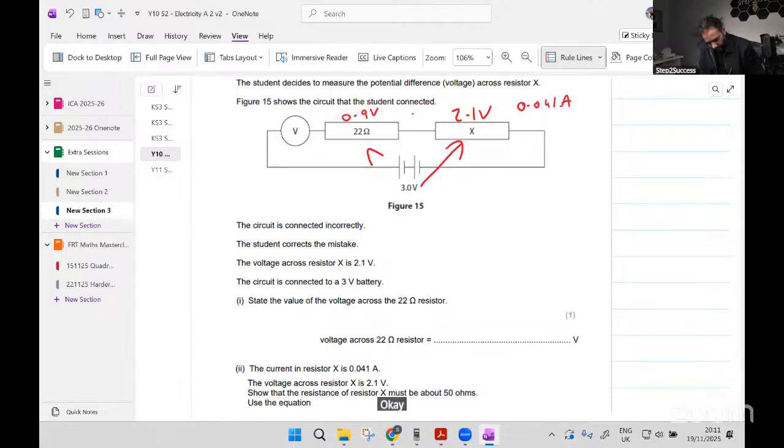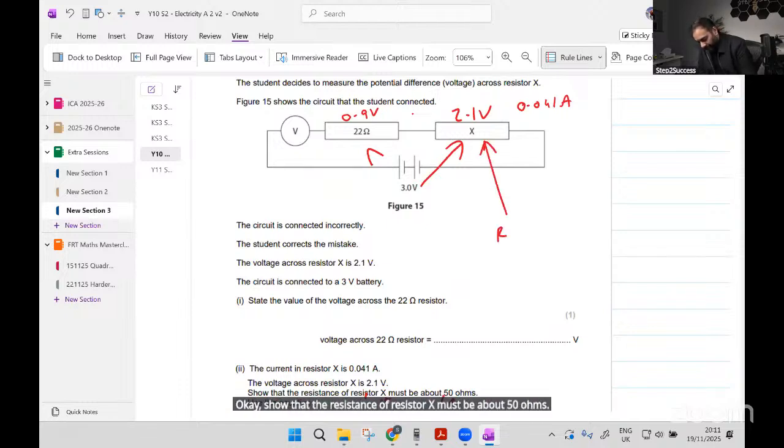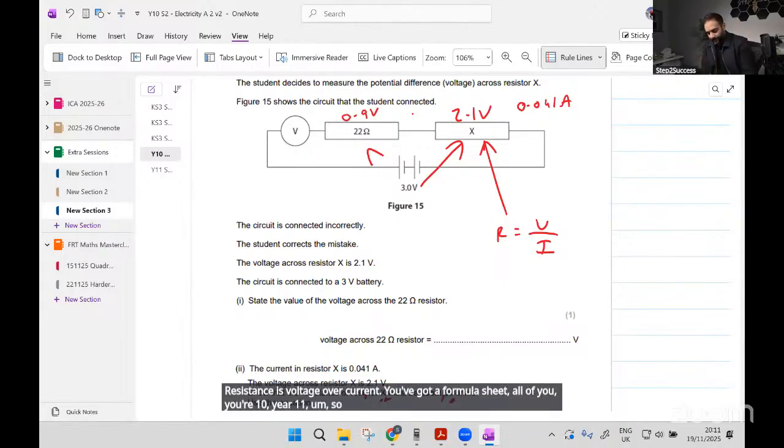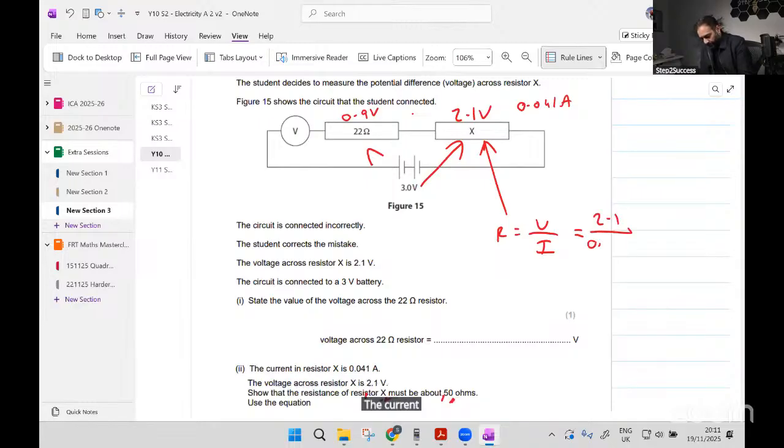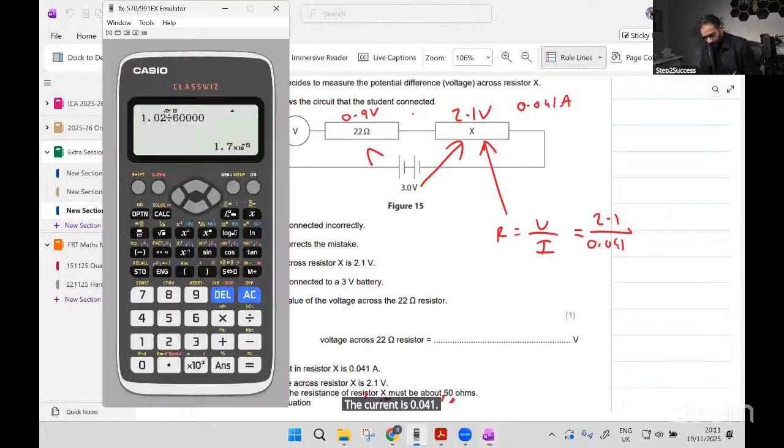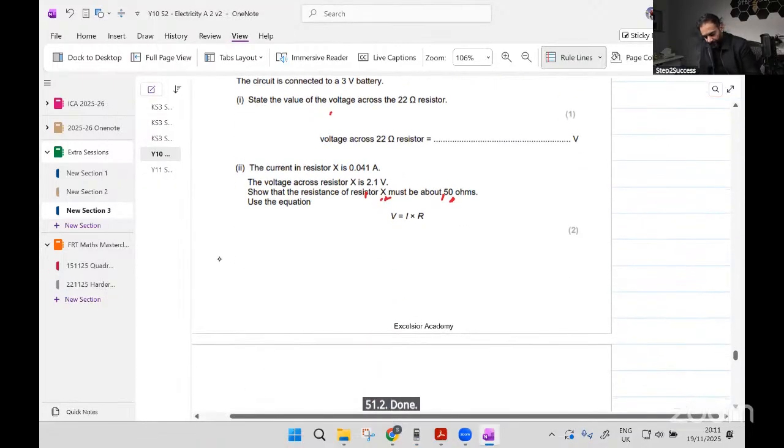Okay, right. Show that the resistance of resistor X must be about 50 ohms. Resistance is voltage over current. You've got a formula sheet, all of you, year 10, year 11, so you'll be able to get to this equation. Hopefully, the voltage is 2.1. The current is 0.041. 2.1 divided by 0.041 should be about 50, I presume. 51.2. Done. Okay, that's how we would do that. They gave you the equation anyway, but that's how you would calculate that question.